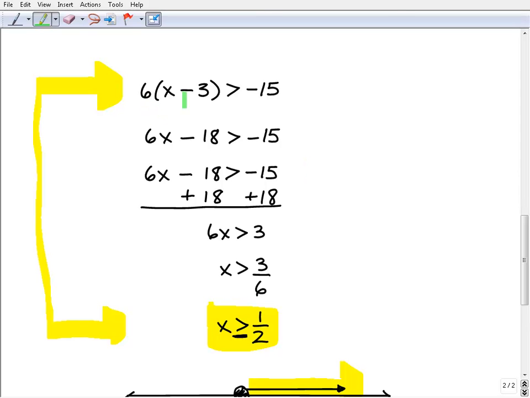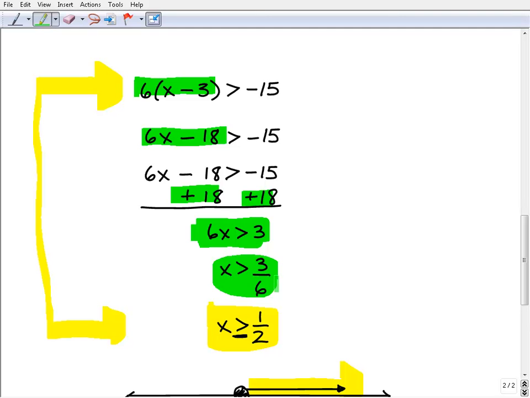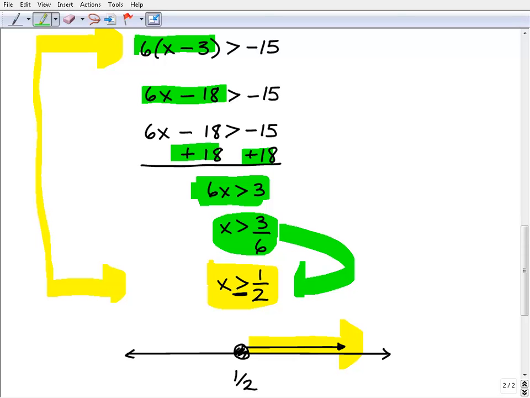So we have 6 times x minus 3 greater than negative 15. The first thing you want to do is the distributive property. You can see here that leaves me with 6x minus 18. And then I'm just taking the same basic steps as if I was going to solve an equation. I'm going to add 18 to both sides, and it leaves me with 6x is greater than 3, and then I'm going to divide both sides by 6. It leaves me with x is greater than 3 over 6, which is 1/2.